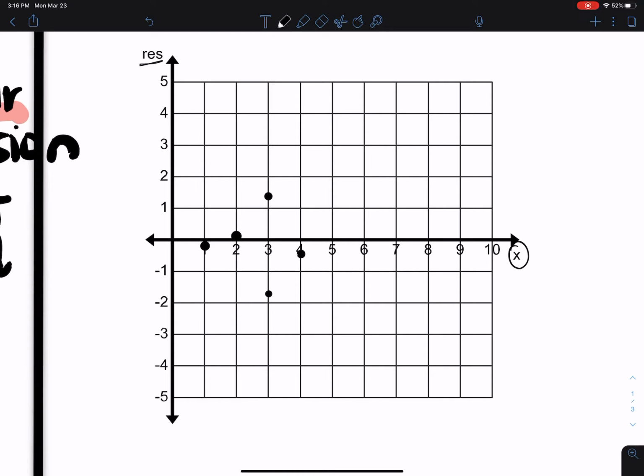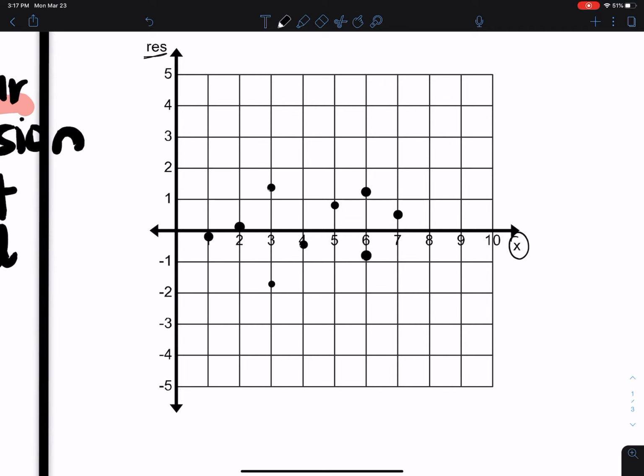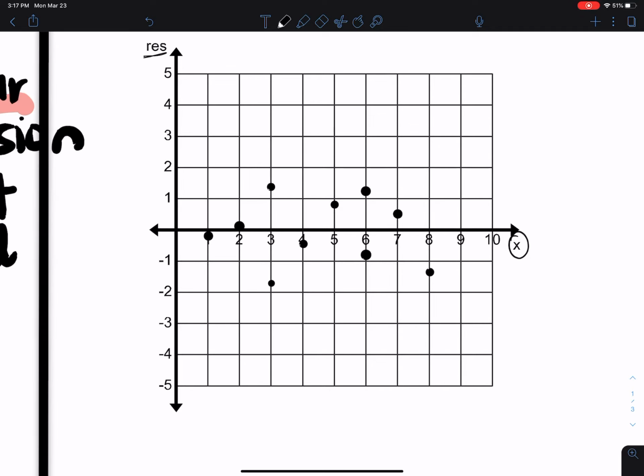Then we have where x is 5, we have 0.9. Where x is 6, we have negative 0.84 and 1.16. When x is 7, we have negative 0.42. When x is 8, oh wait, that one was positive 0.42, sorry, positive 0.42. When x is 8, we have negative 1.32, so that's about right there. We also have another one, which is 0.68, so I'll put it about right there. And then our last one is negative 0.06, so I'm going to put that right next to the line.